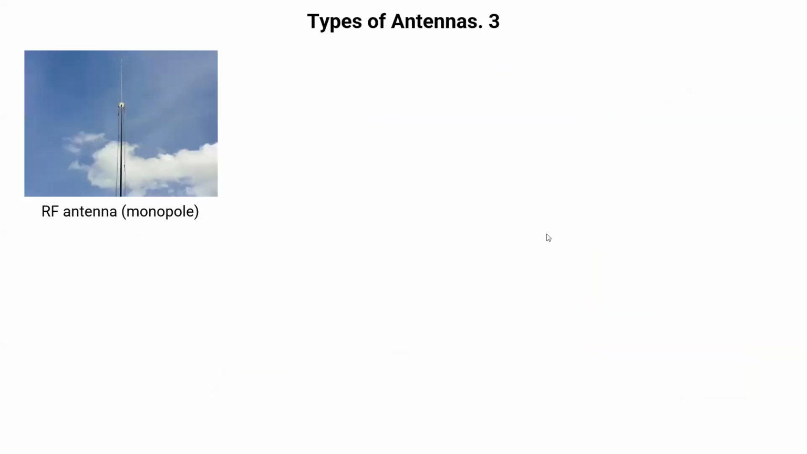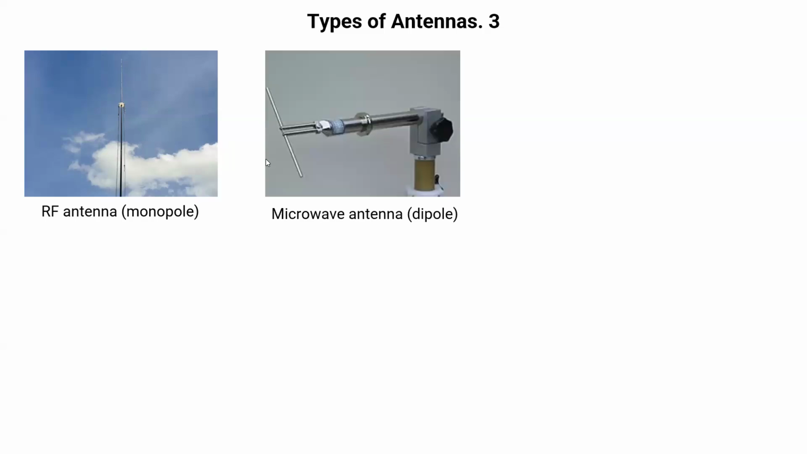And finally, we can distinguish antennas by the operation frequency. RF antennas correspond to the longest wavelengths, so the antenna itself is the largest. Typically in RF, our antennas are quite large. Like shown here, this monopole antenna is very bulky.